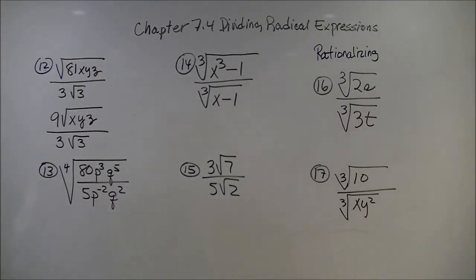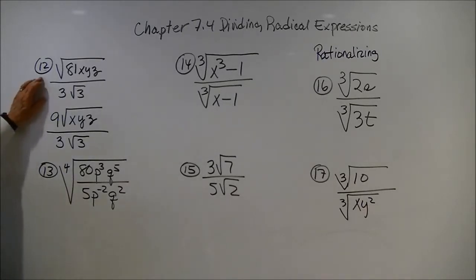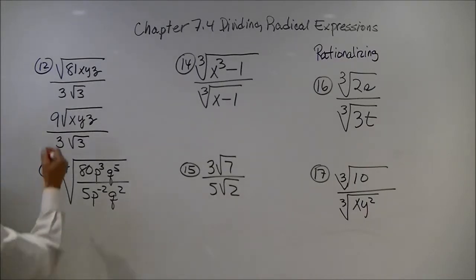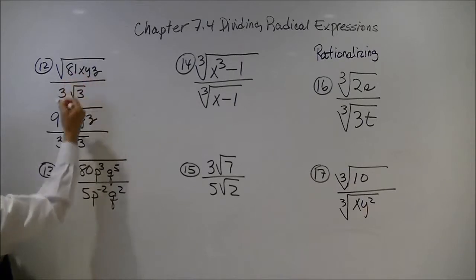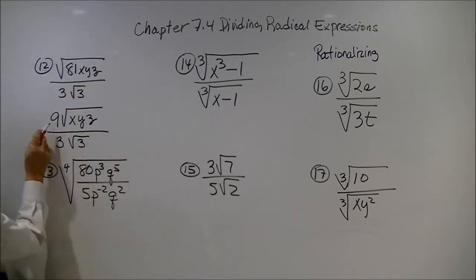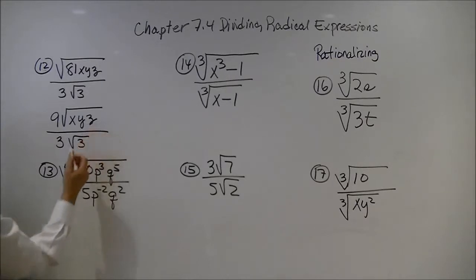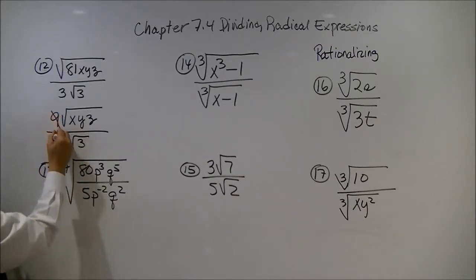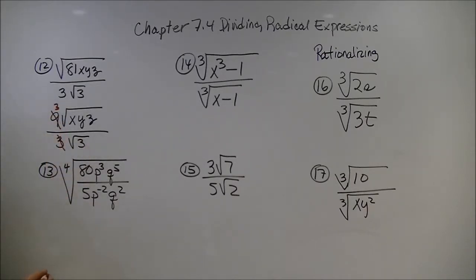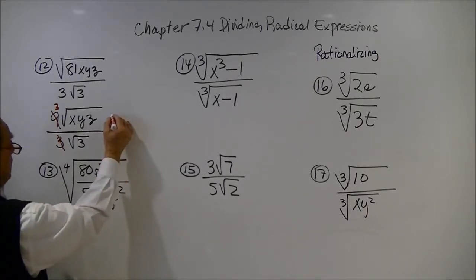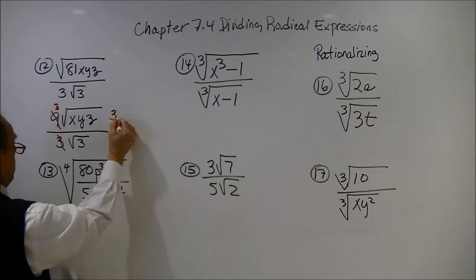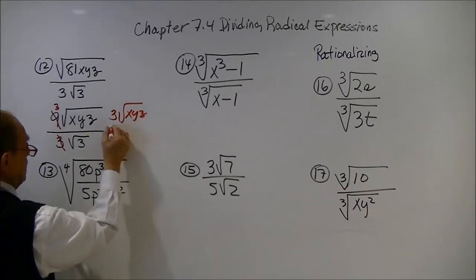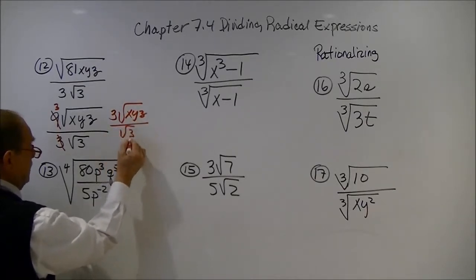Okay, continuing. Now, this was the original problem, and what I did is I took the square root of 81 out, and I made it a 9, and then left this under the radical sign. And now, what I'm going to do is this. 3 goes into 3 once, 3 goes into 9 3 times. So I now have 3, the square root of x, y, z, over the square root of 3.